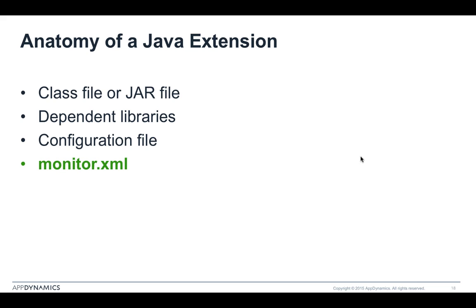At a basic level, it's pretty similar. You need your class file, or most commonly a jar file, that contains your Java code for the extension, and any extra libraries that you need as part of it. You might have a configuration file for your extension. I encourage people to make them configurable rather than hard code stuff, so that it can be reused. And then again, you have the monitor.xml, and it just looks a little different.